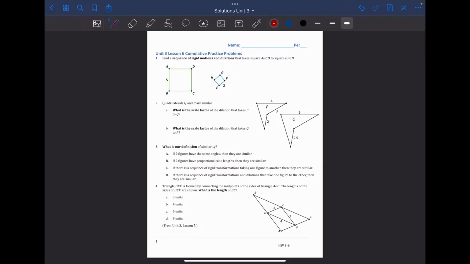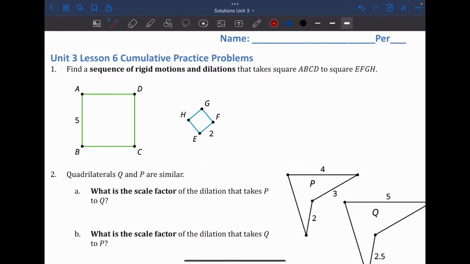In this video, we are looking at Unit 3, Lesson 6, Cumulative Practice Problems. And our first practice problem here is to define a sequence of rigid motions that will take A, B, C, D to E, F, G, H. So I'm going to write them down, but I'm also going to show you them.